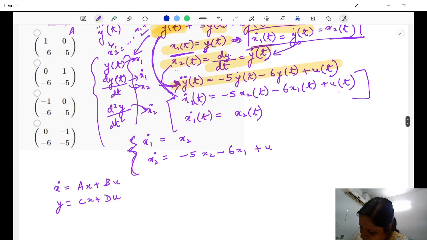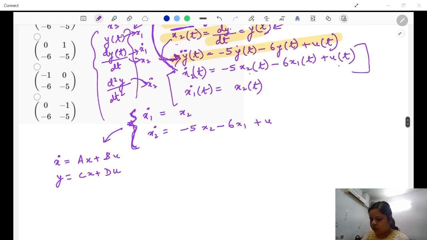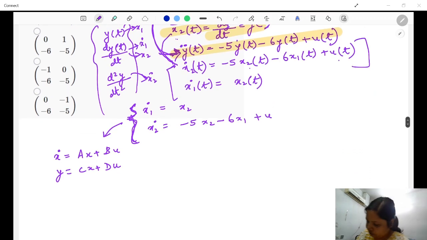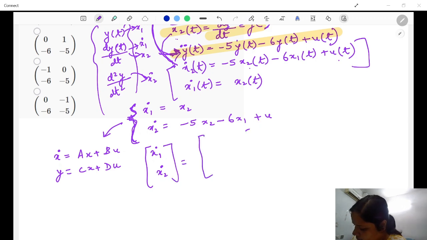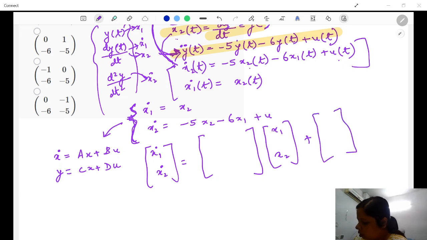So since we have got this equation, we will try to arrange it in this format. So it is just matrix. Okay. So we'll write x1 dot, x2 dot is equal to something into x1, x2 plus something, acha, there is one more equation which I missed.